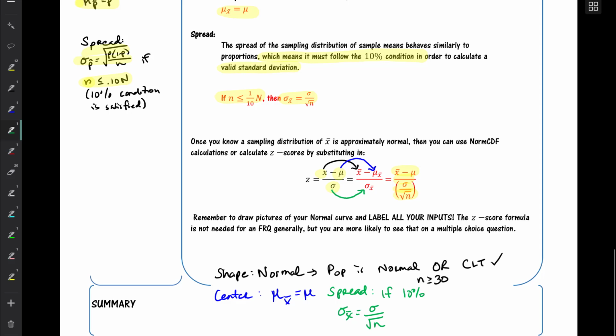That does it. We know how to describe the shape, center, and spread of a sampling distribution of sample means, and we know the conditions that we need to check. The great news is these conditions are even easier than the ones that you had to deal with in the last lesson. So let's get to it.